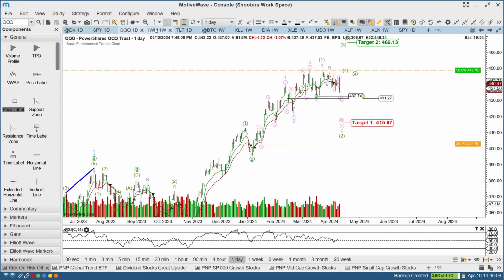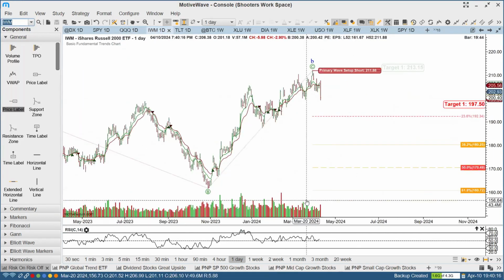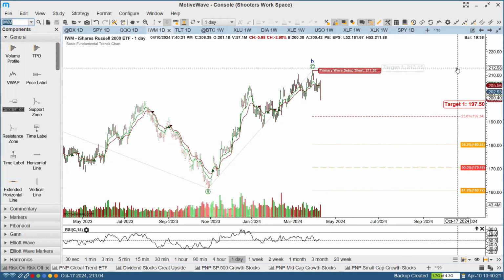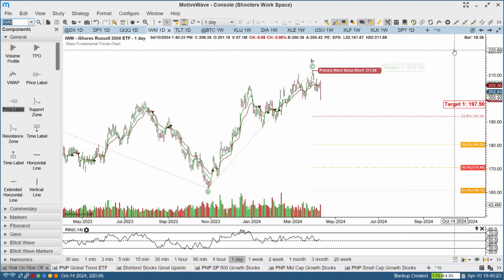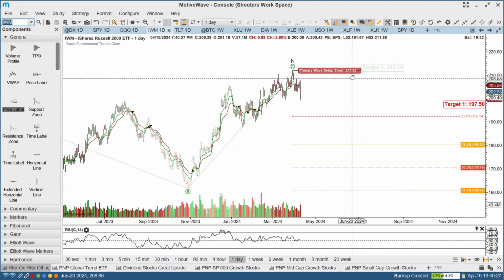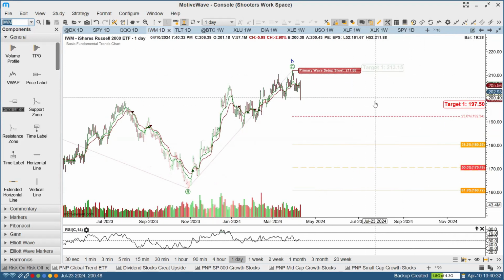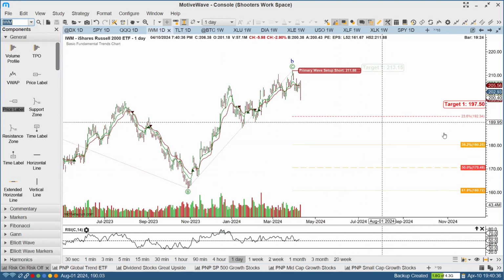All right, let's jump over and look at IWM. Did I just nail that top? 211.88, huh? Except it's a little off. I was asking for 213.45, 15 or whatever. I was close. Still, $2 is close enough for government work. I love saying that, by the way. I don't know why.